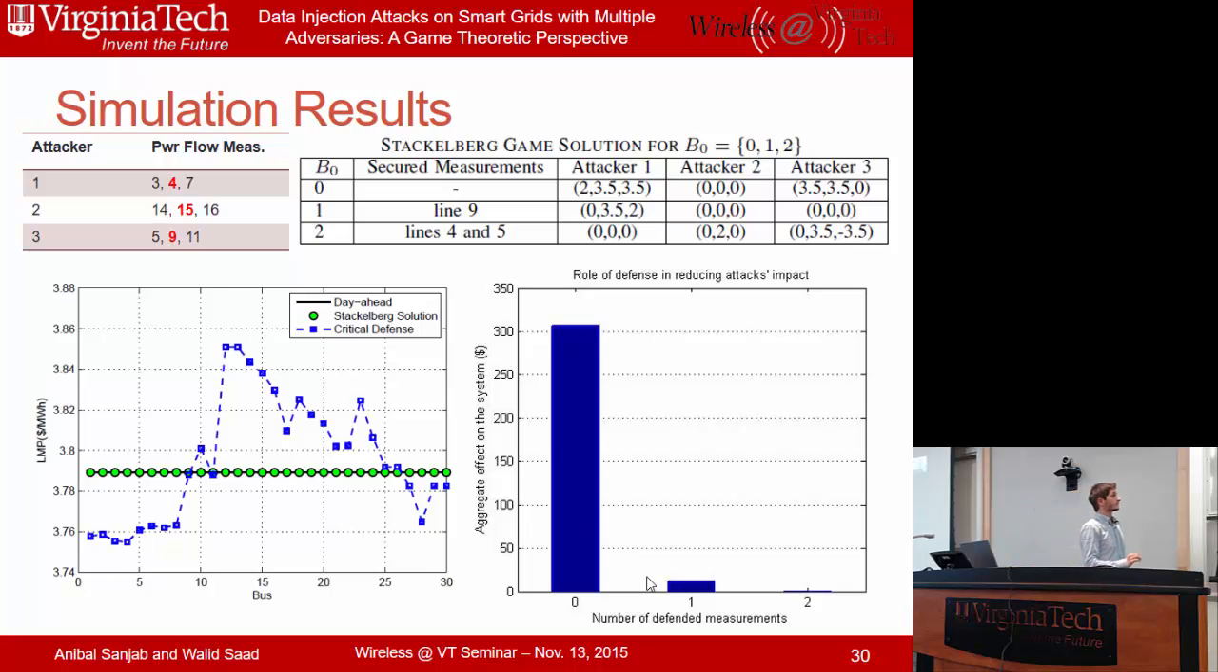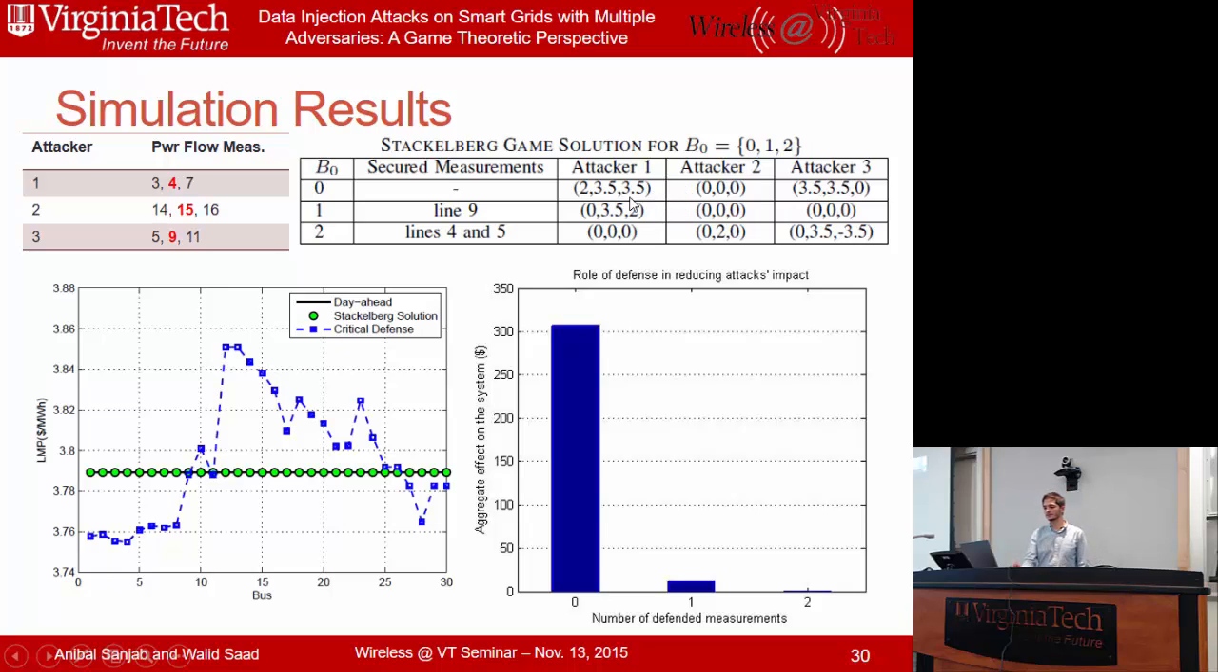So in the upper right corner, in that table, we treat the equilibrium in the first case, where the defender does not defend at all, given by B0 equal to 0. In the second case, the defender can only defend 1 measurement out of 9 vulnerable measurements. And in the last case, the defender can defend 2 measurements out of 9 vulnerable measurements. Under the first, when no defense is being taken at all, here we can see in the table the strategies of attacker 1, 2, and 3.